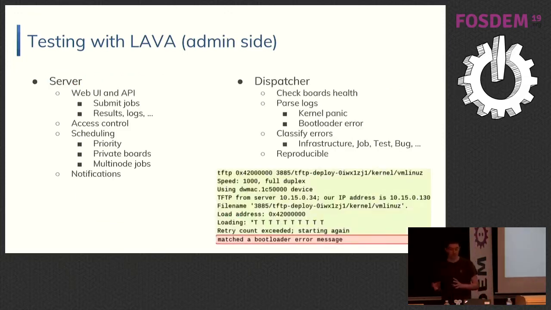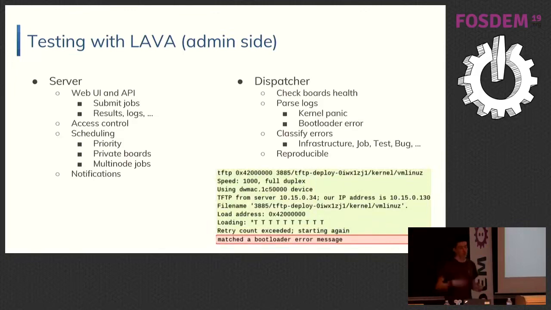From the admin perspective, the server will do all the web UI. So you will submit jobs manually or through the API. You will see the results and the logs. It will do the access control for you, so who is able to access a board, who is not. Some boards might be private. If there are NDAs and it's a public server, you might want to hide some boards from public access.